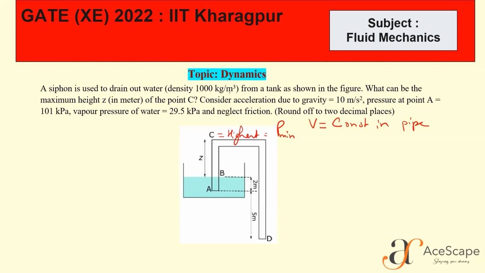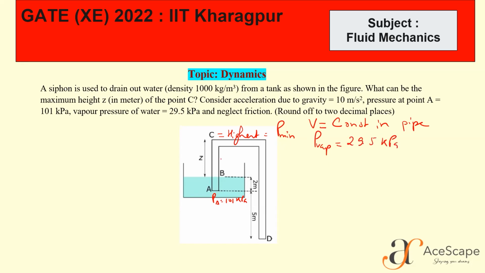Now let us read the question. A siphon is used to drain out water from a tank as shown in the figure. What can be the maximum height Z of the point C, considering acceleration due to gravity to be 10 meter per second square? Pressure at point A is 101 kilopascal. So pressure at 1, which is PA, is given as 101 kilopascal, and the vapor pressure of water is 29.5 kilopascal.